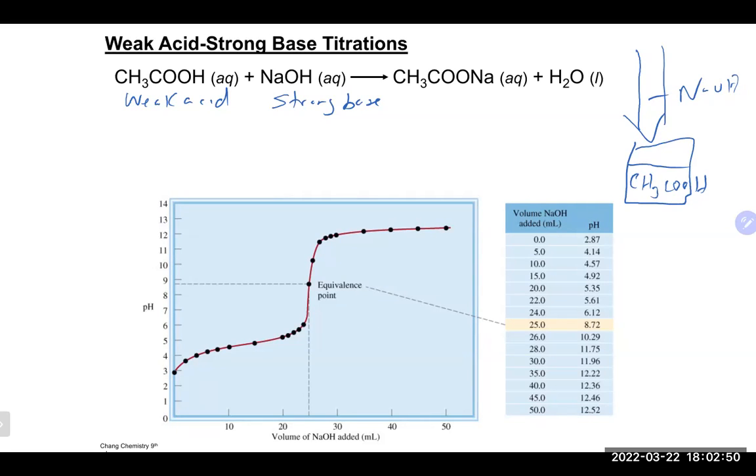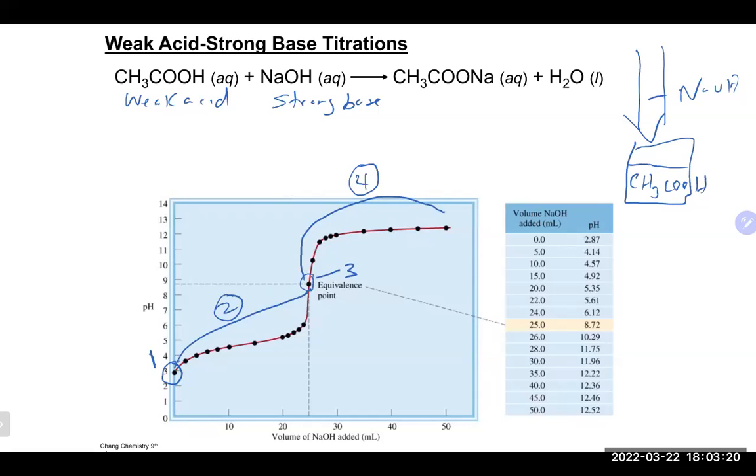We see the typical S curve. We got really the same 4 points on this curve as what we had on the previous one. We have that first point, which is, again, before we add any sodium hydroxide. The second part of the curve is once we start adding, before we reach the equivalence point. The third part, again, the equivalence point. And the fourth part is after we go past the equivalence point.